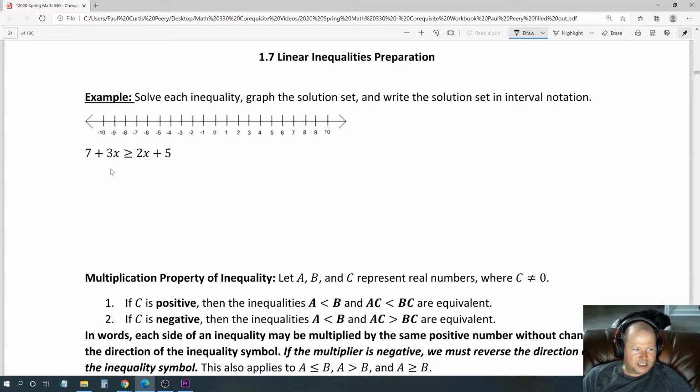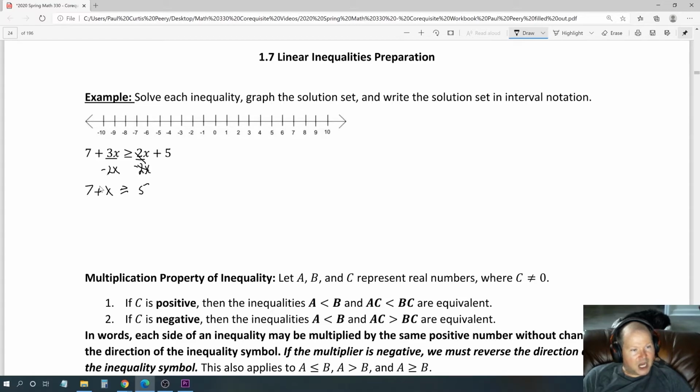Okay, and you solve it just like a linear inequality, except if you divide or multiply both sides by a negative, you need to flip the inequality. And I'll do an example of that later. Okay, so right now we're trying to get all the x's on one side. So we have 3x on the left, and we have 2x on the right. To get rid of the 2x on the right, we subtract 2x. Whatever we do to one side, we do to the other. So what we end up with is 7 plus x is greater than or equal to 5.